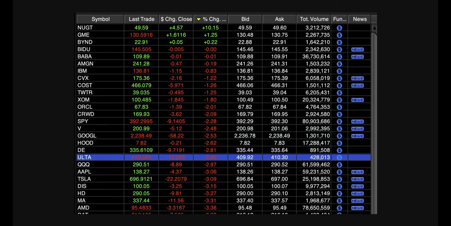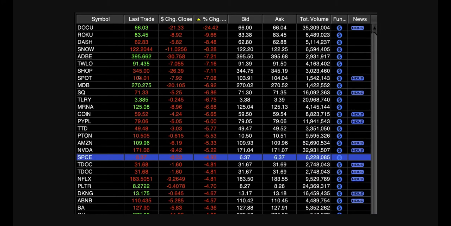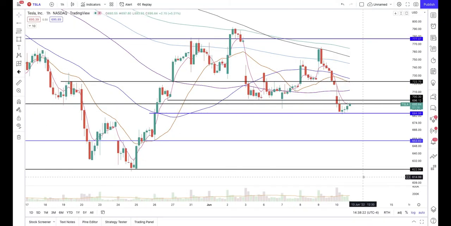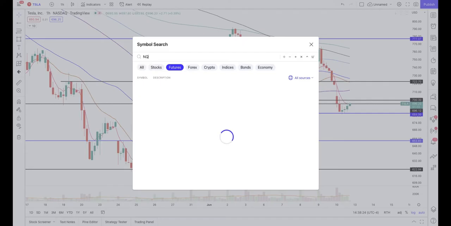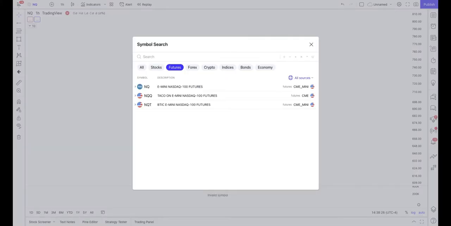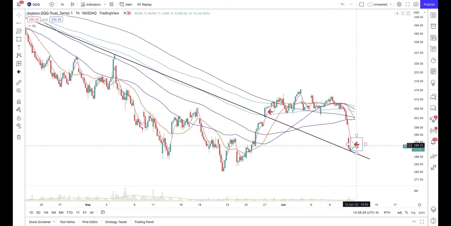Now, if I flip this and show the opposite, what's getting beaten up? It's all of your favorite tech names, right? So it's Roku, Dash, Snow, Adobe, Twilio, Shopify, Spotify, Coin, PayPal, TTD, Amazon, across the board. It's very obvious what is still weak, which is tech, and it's very obvious what isn't, and that's gold. And outside of that, nothing else.